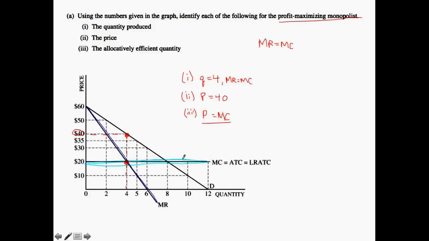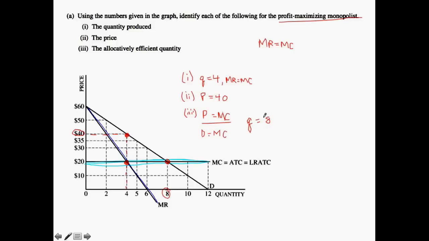So in this case, we're going to set price equal to marginal cost. So price equals marginal cost. That's the same as setting D equal to MC. And if you look at where D equals MC, it happens right here. So that's the same as where price equals marginal cost, and therefore we know that the allocatively efficient quantity is going to be equal to 8.